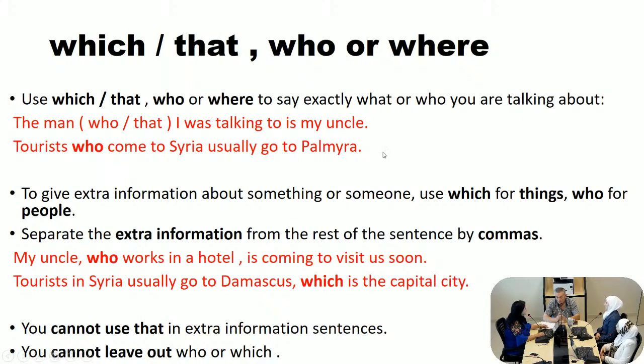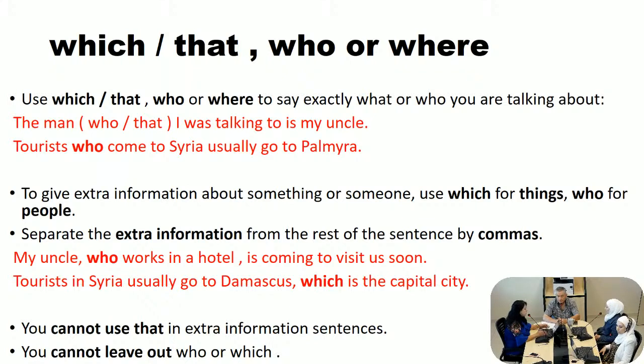And this type of relative clause is defining. When it is defining, we can use who for people and that. We can use that for people and who, but only with defining. Because with non-defining, when we have commas, we cannot use that. Exactly. Tourists who come to Syria usually go to Palmyra. So, tourists who, I'm telling you again, the tourists I'm talking about. People, and we use who with people.